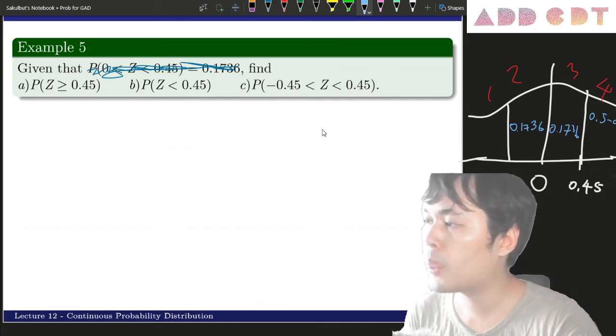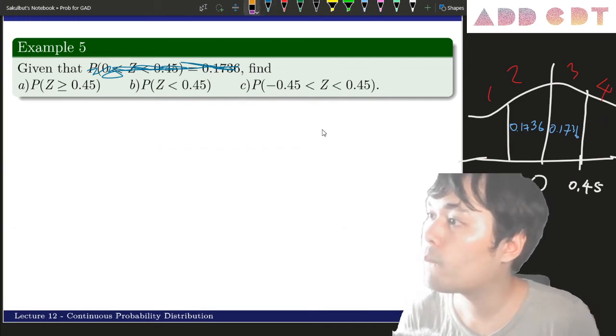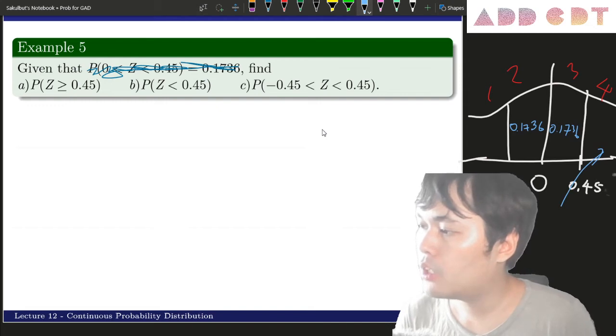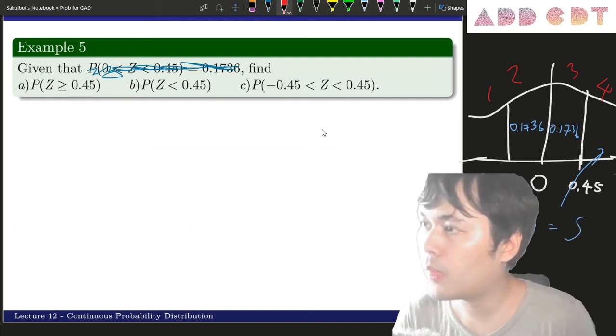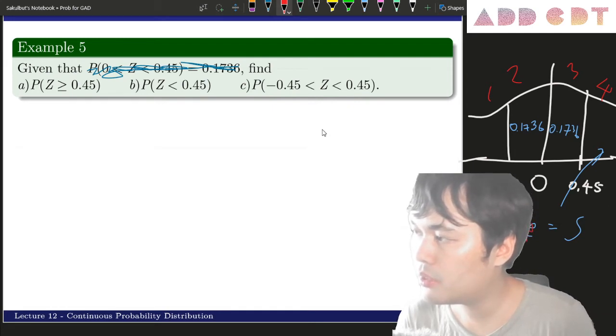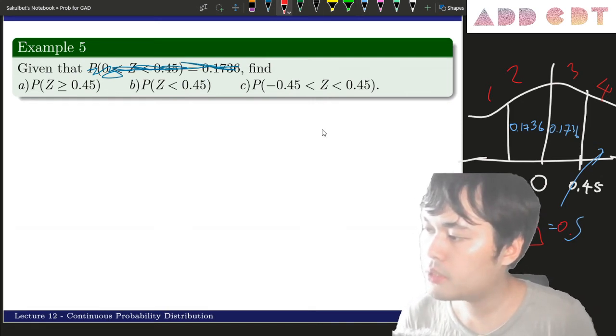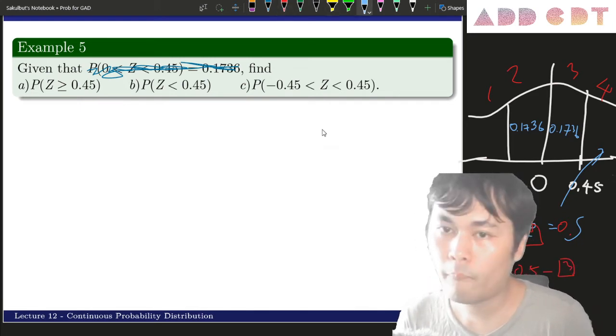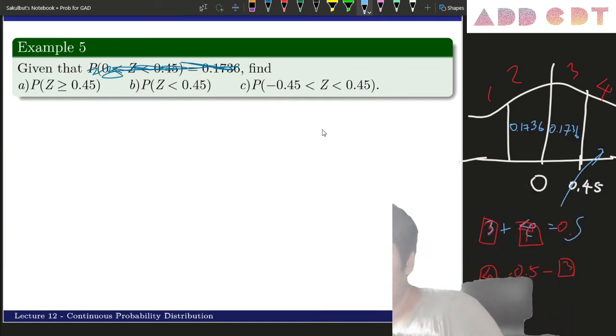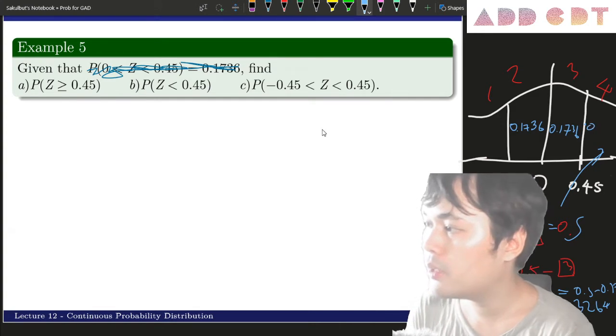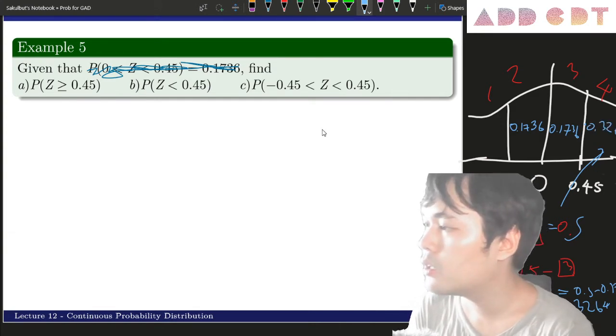Sorry, that's out of the scope. Didn't we know that these two sum up to 0.5? So just the region 4 is 0.5 minus the region 3. That gives us 0.5 minus 0.1736, which is 0.3264. Okay, let's just quickly put that up there so I don't have to move my body and chair.